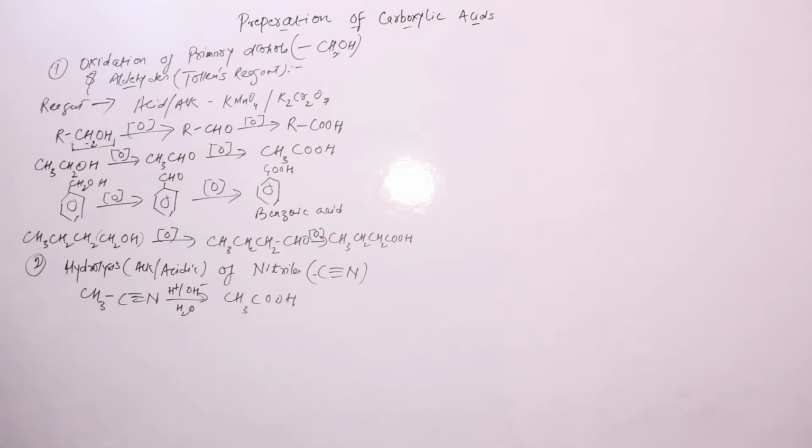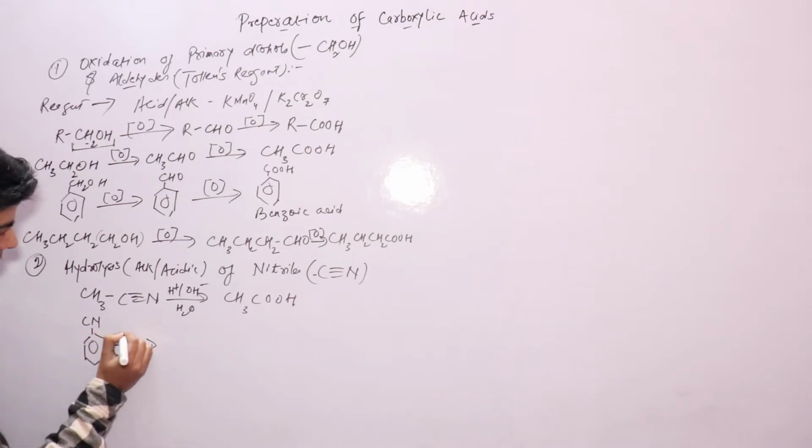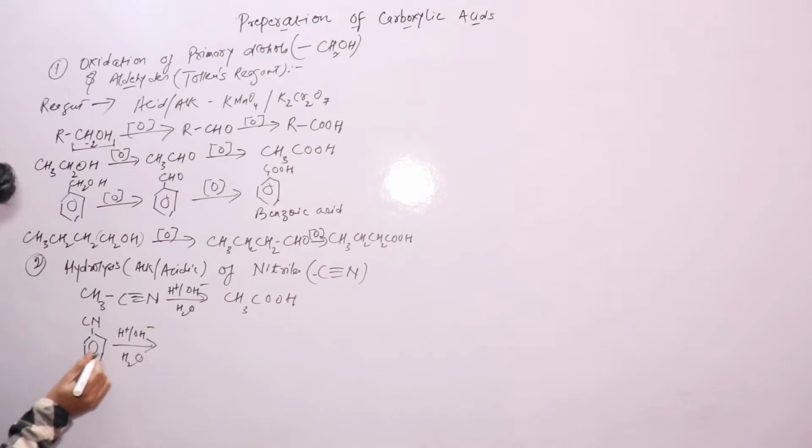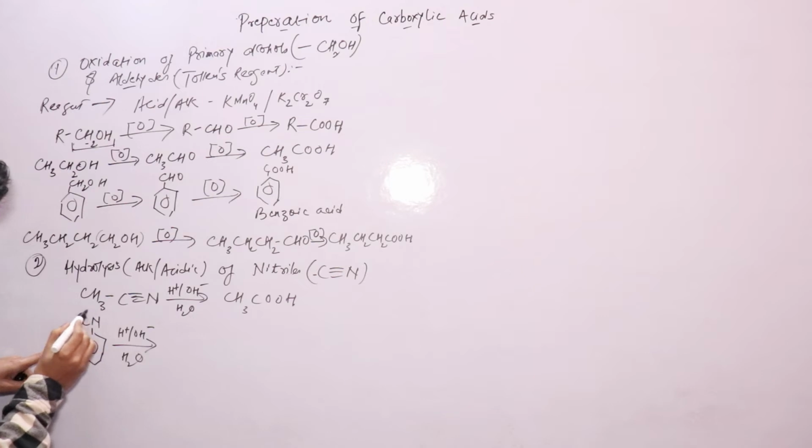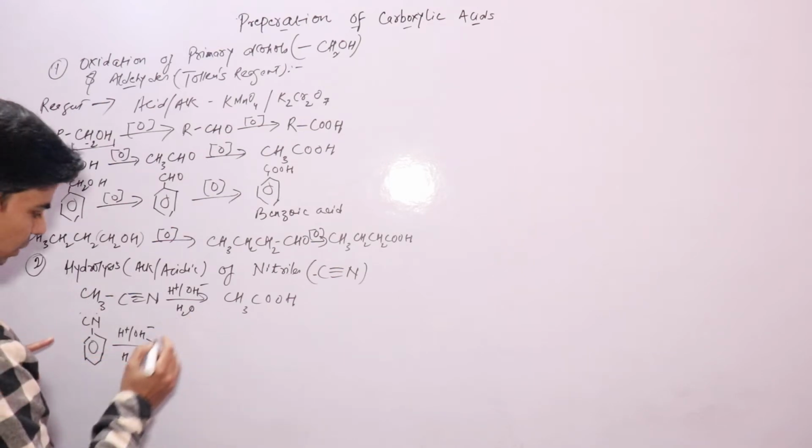CH3COOH. Similarly, if you want to prepare benzoic acid, this nitrile, benzonitrile, will undergo hydrolysis, where this CN group, the cyanide group, will get hydrolyzed into the COOH group.